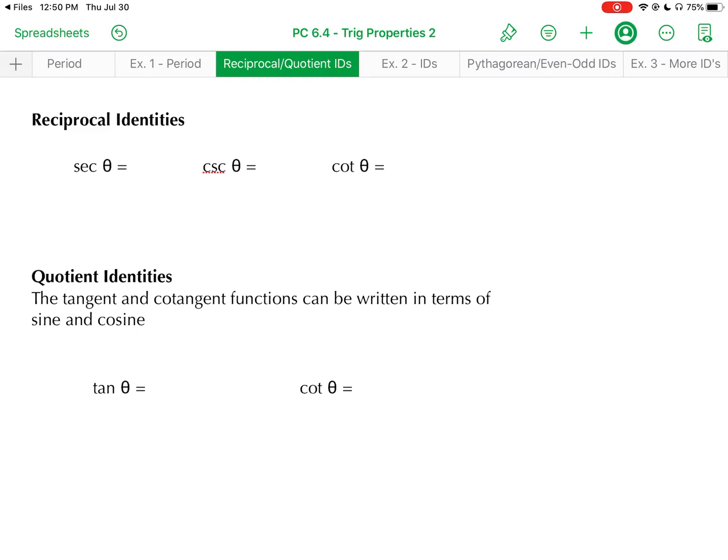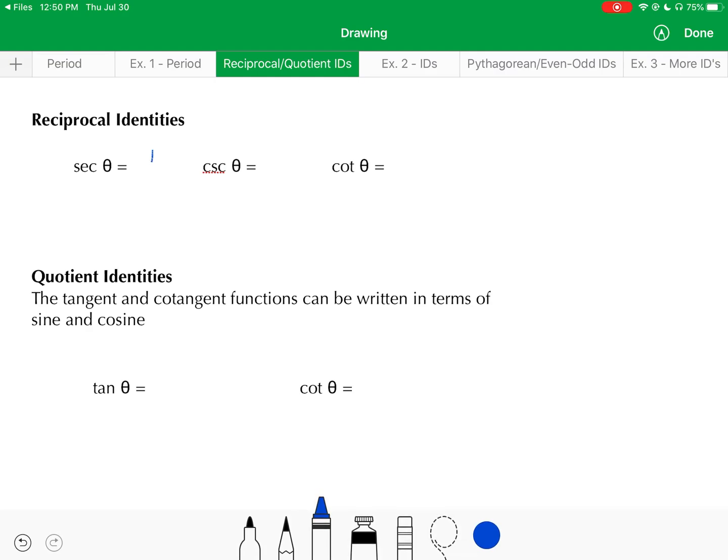So the reciprocal identities are really nothing new to you, okay? We know that secant is the reciprocal of the cosine function in terms of their ratios, right? So you can think of secant of theta as the same as 1 over cosine of theta. Cosecant is the reciprocal of the sine function, so cosecant of theta is 1 over sine of theta. And cotangent of theta is the reciprocal of the tangent function, so 1 over tangent of theta, okay?